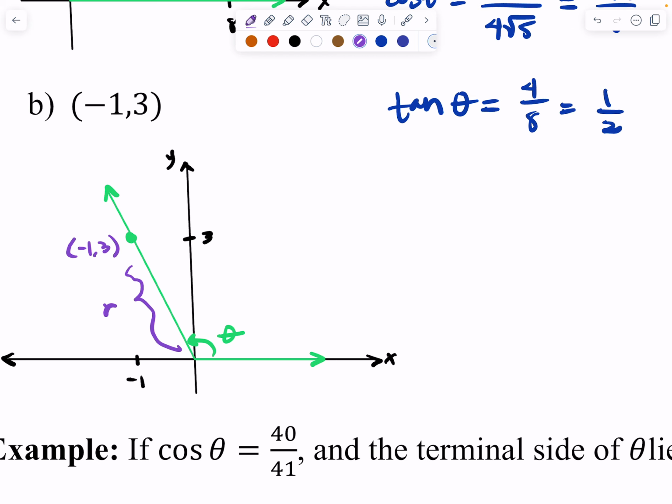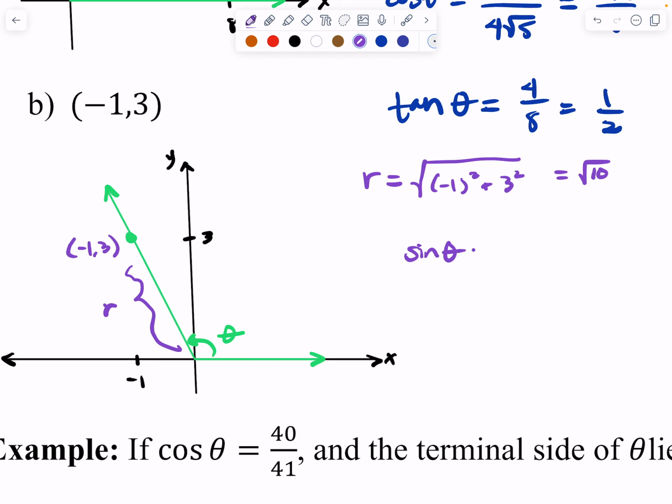If you want to pause this and try it on your own, and then you could check your answers, you can do that. So R would end up being the positive square root, kind of skipping the step of setting up R squared equals -1 squared plus 3 squared. So -1 squared plus 3 squared. So R is actually equal to root 10.